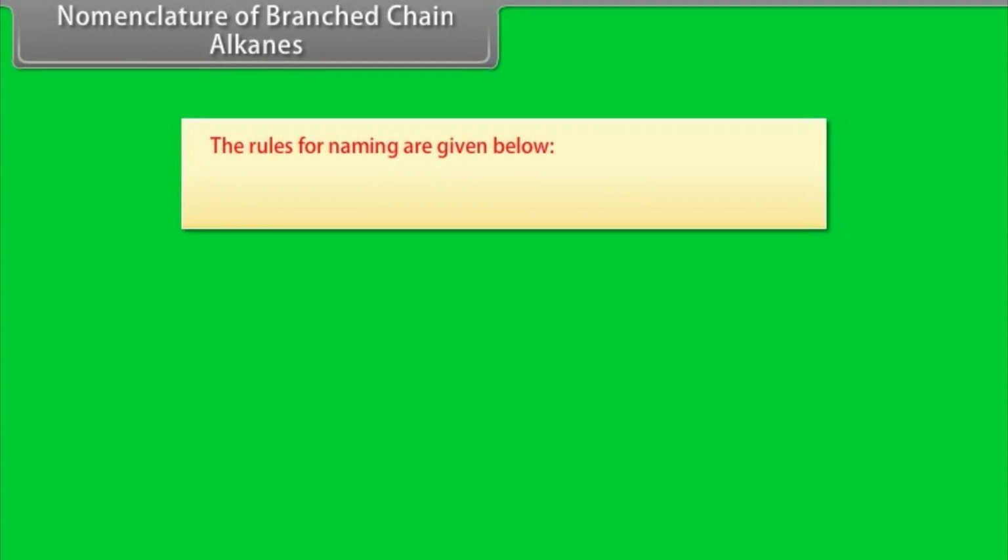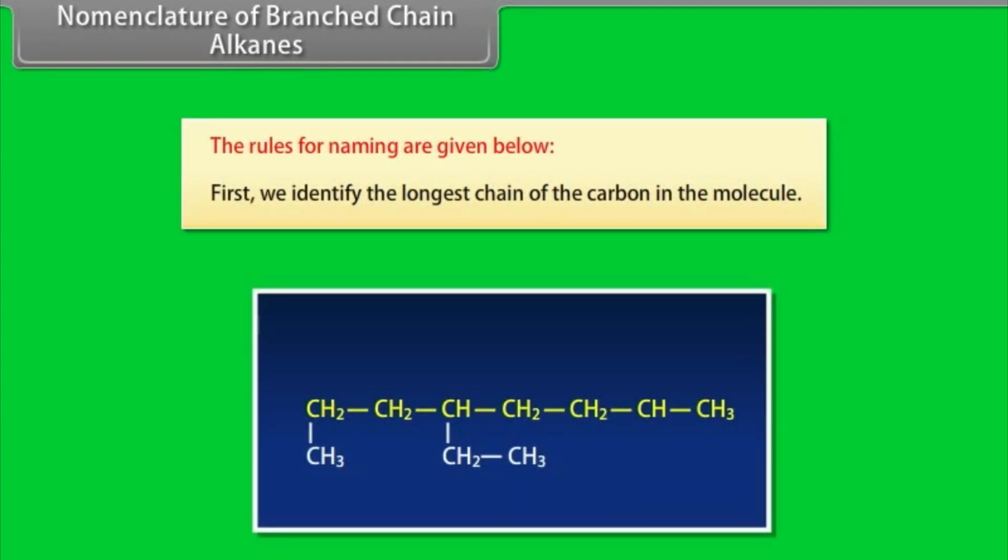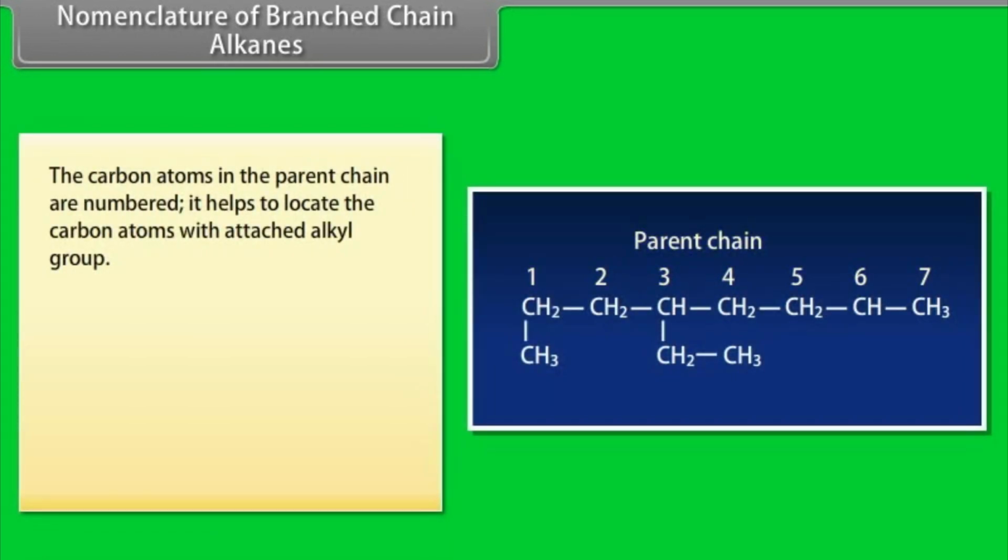Nomenclature of branched chain alkanes. The rules for naming are given below. First, we identify the longest chain of carbon in the molecule. The carbon atoms in the parent chain are numbered. It helps to locate the carbon atoms with attached alkyl groups.